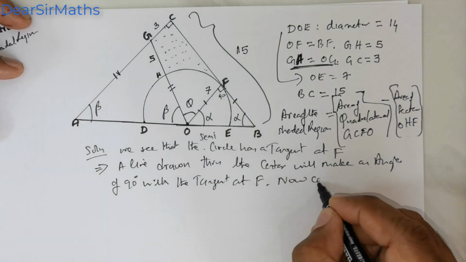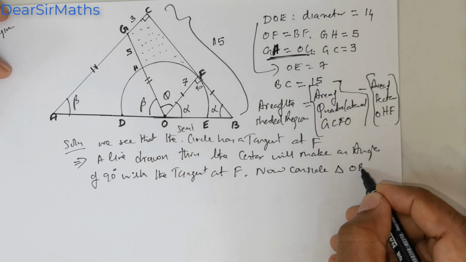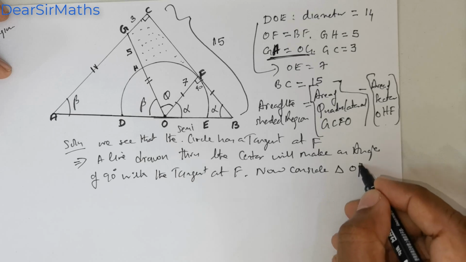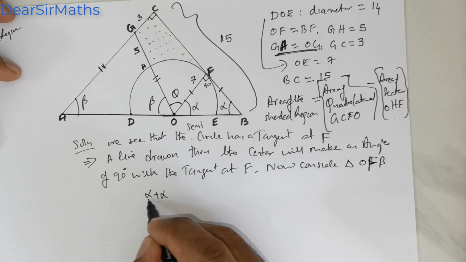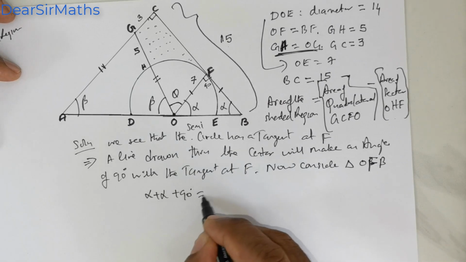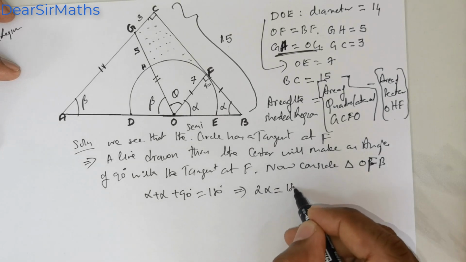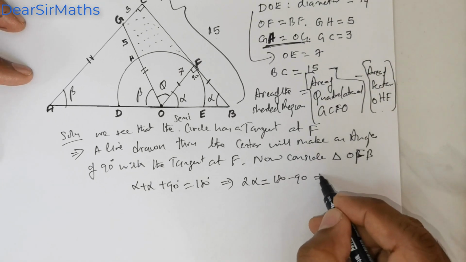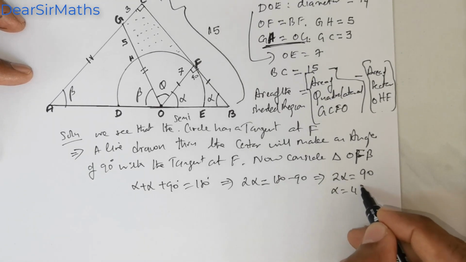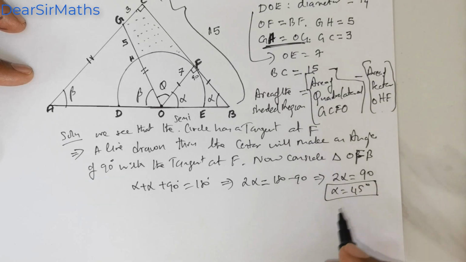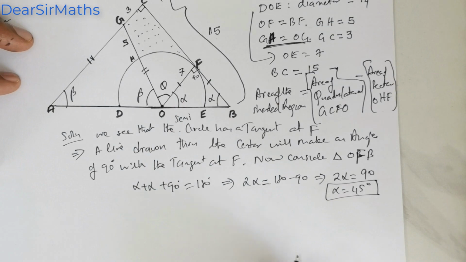So this is going to be 90 degrees, right? Now consider triangle OBF or OFB. So clearly the sum of the angles alpha plus 90 plus alpha will be equal to 180. So this would mean 2 times alpha is equal to 180 minus 90, which means 2 alpha is equal to 90. So alpha is equal to 45 degrees. So I've got alpha is 45. So this is known, 45 degrees.